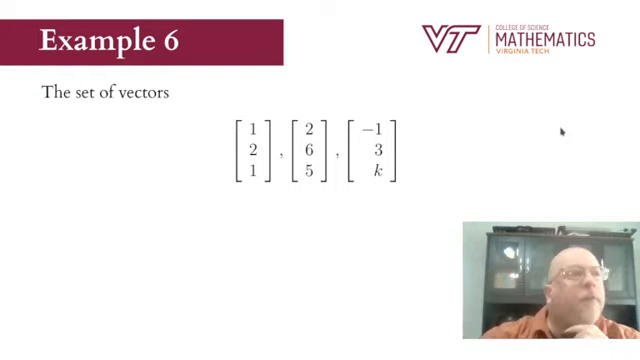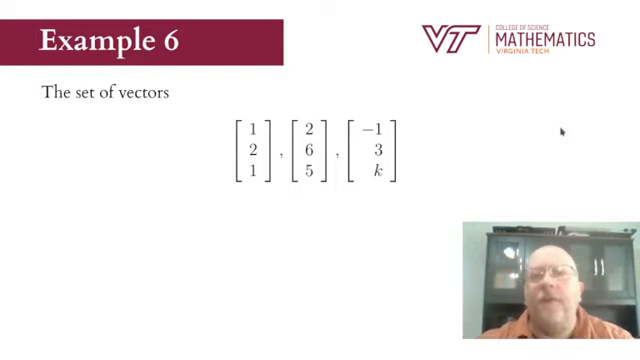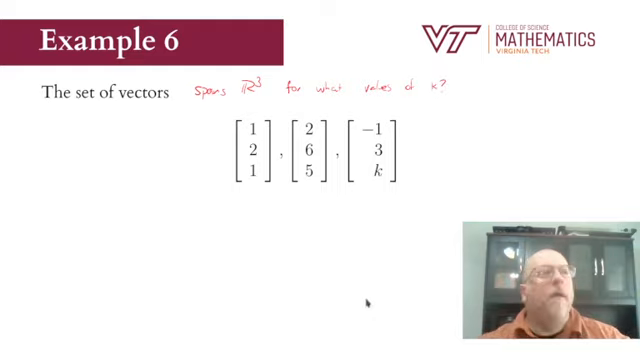So this set of vectors, and the instructions are missing here, so let me fix that up for you. The set of vectors spans R3 for what values of k? Sorry that that's missing from the slide. I will have to fix that up. So we have a set of vectors, and we want to know when it spans R3.